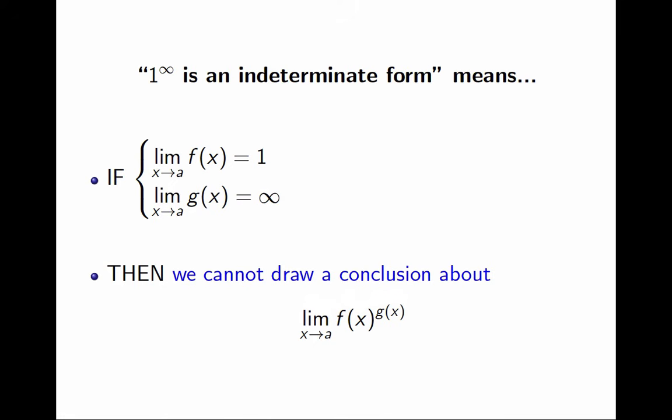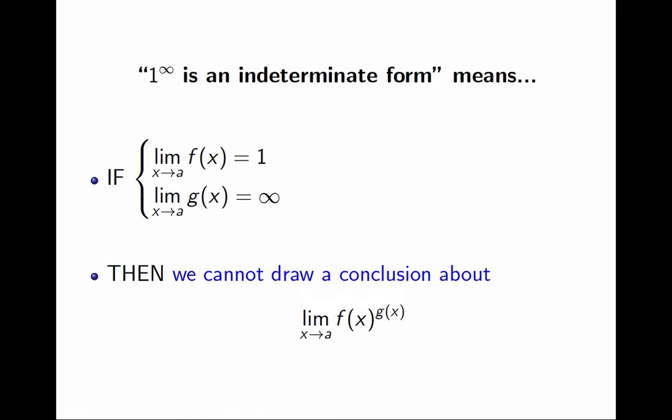Well, then I cannot draw any conclusion about the full power. The limit of f of x to the g of x under these assumptions could be anything. That's what it means to say that 1 to the infinity is an indeterminate form. No more, no less. Notice that at no point am I actually raising the number 1 to any power. It's going to be numbers close to 1 raised to an exponent that is large, that's all.